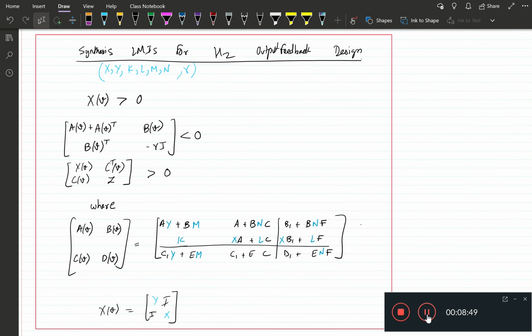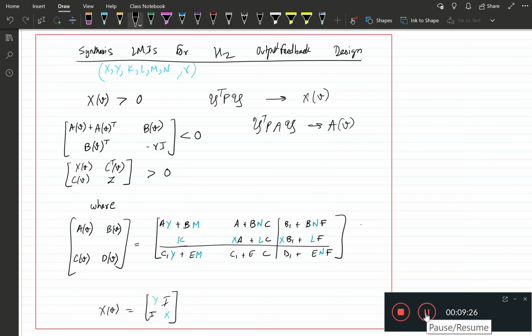Similarly, we can now write down the synthesis LMIs for H2, where we've again just simply replaced y transpose P y by X of v, y transpose P A y by A of v, and so on. So now we have indeed again, even for H2 output feedback synthesis, linear matrix inequalities in the new variables v.